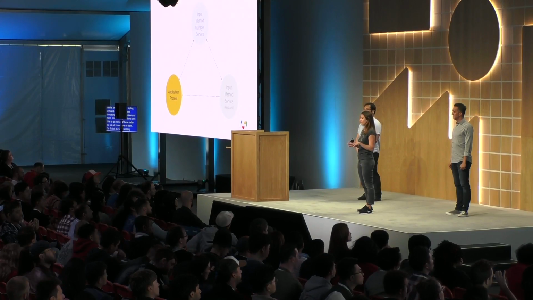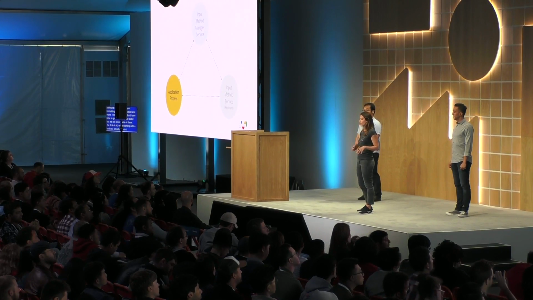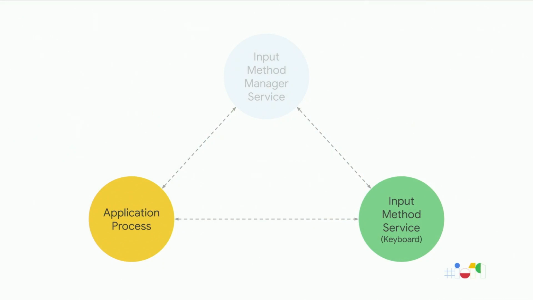So first of all, when working with EditText, you actually interact with 3 different processes. The first one is your application. The next one is the soft keyboard, named the input method service. And then the third one is the system process that orchestrates those two.